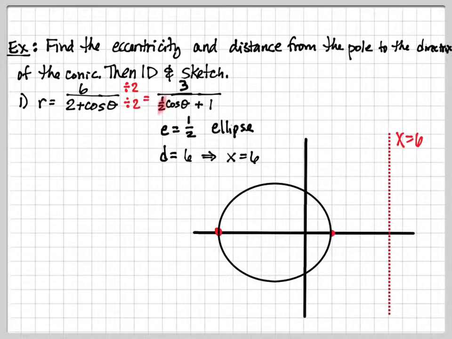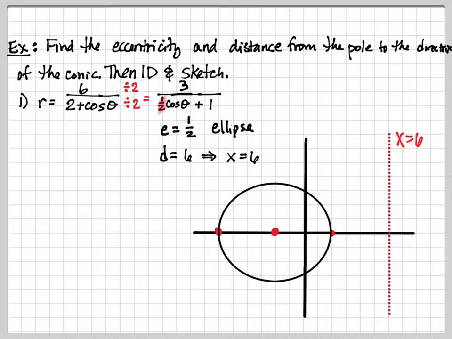Should be here at, did I get 6? 1, 2, 3, 4, 5, 6. I did. Should be here at 2. So 2 from the, now on the negative side, -2 would be the center of my ellipse.